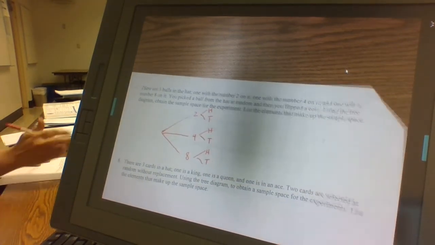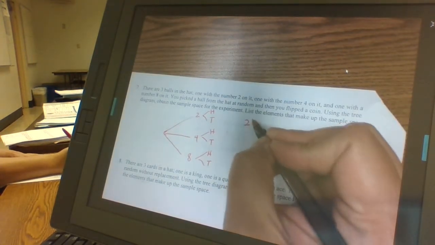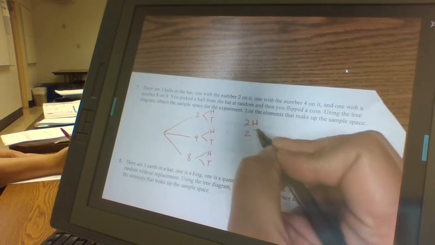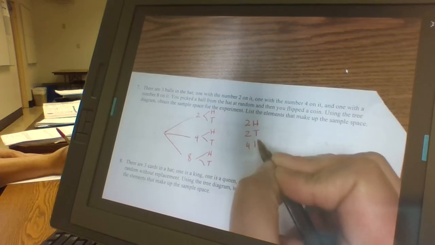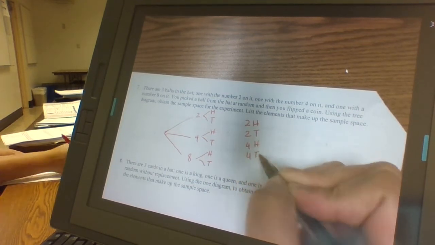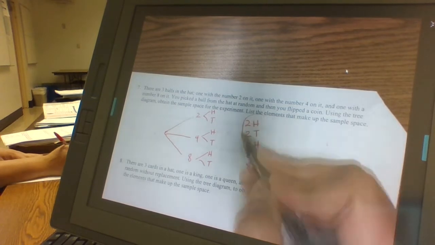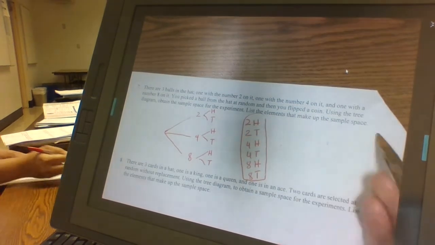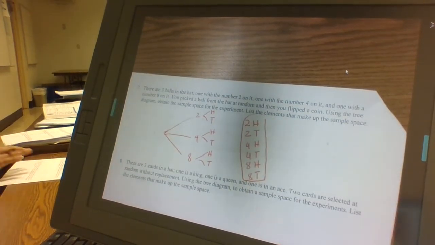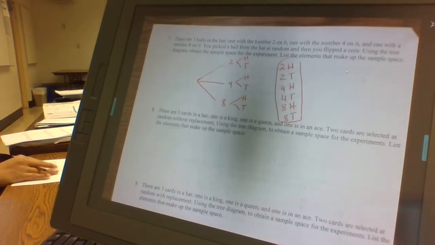So what is your sample space? 2H, 2T, 4H, 4T, 8H, 8T. There is 6. And it says to list the items, so make sure you list them. Questions on that one? No?